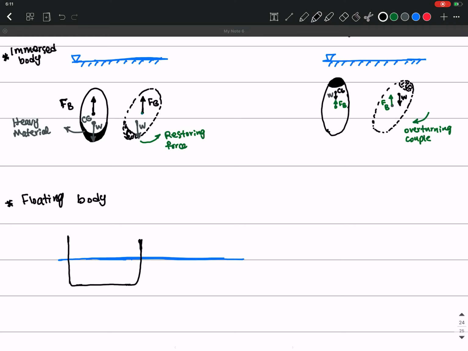Okay, so the center of gravity for a floating body is going to be, let's say here, at the middle of it. So we have W here, its center of gravity. And the buoyancy is going to act in the middle of where we have water. So we have water here, so it's going to act in the middle. Okay, so what happens if I displace this object? Let's see. If I displace this object, we are going to have something like this.